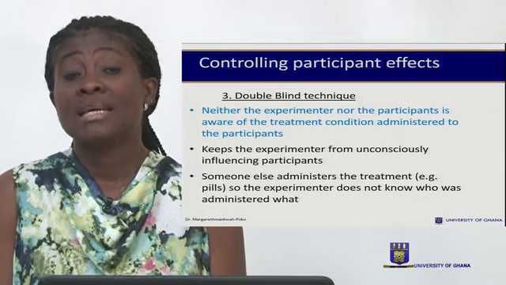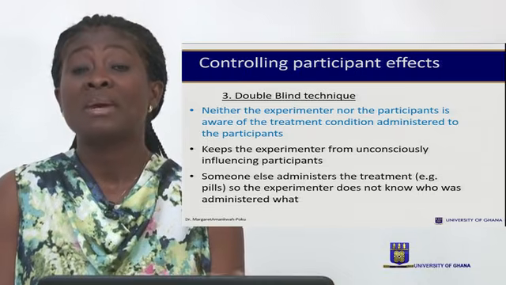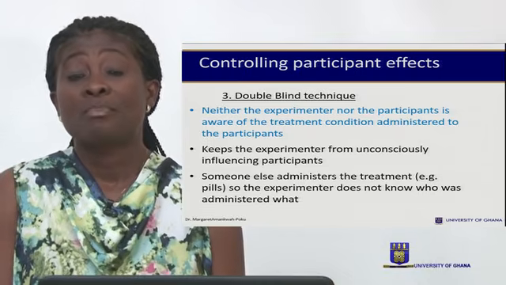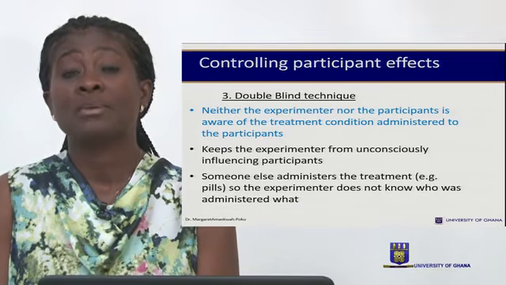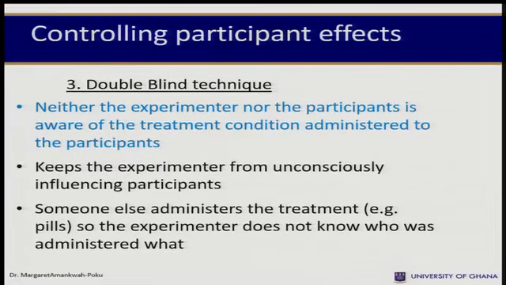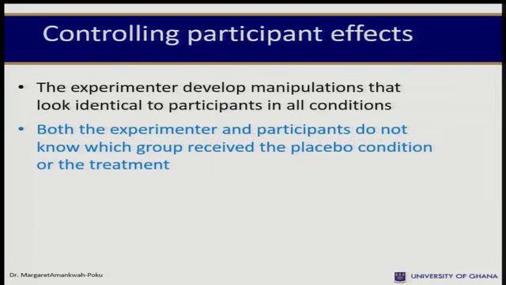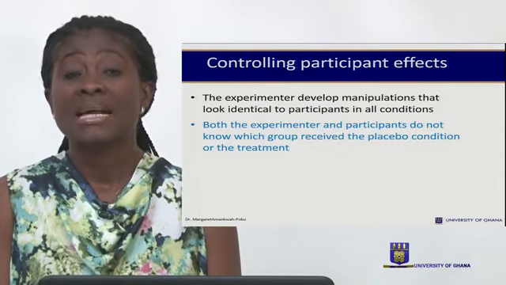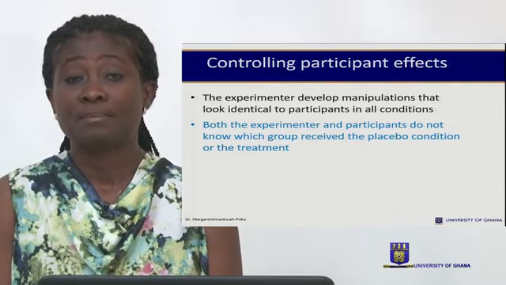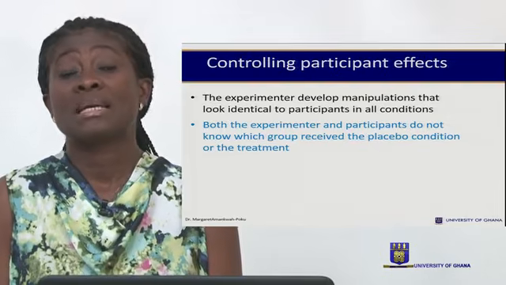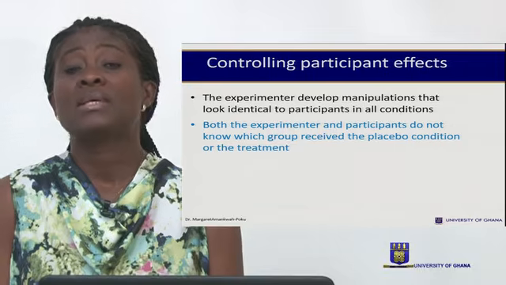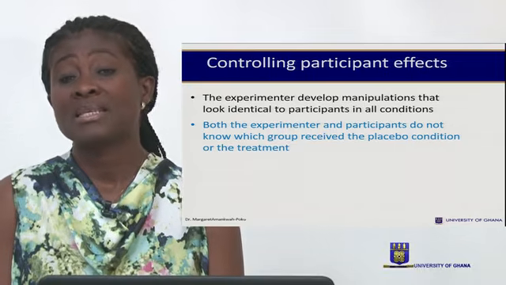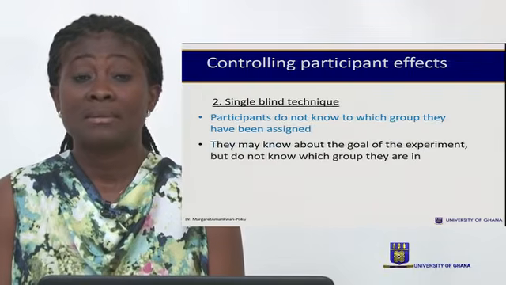So what this means is that the experimenter will have a third person who will administer the active pill and the inactive pill to the two groups. So both the experimenter and the participant are blind as to who is receiving which treatment, who is receiving the placebo and who is receiving the active drug. The experimenter will do the manipulations and give these drugs to a third person, as I said, to administer the drugs.